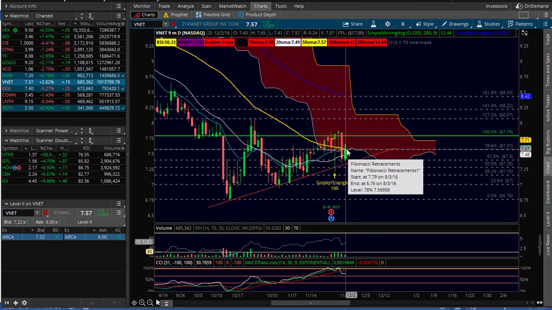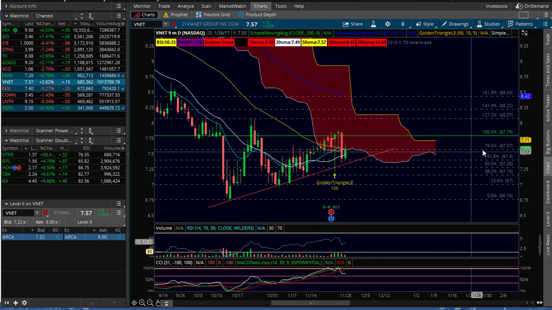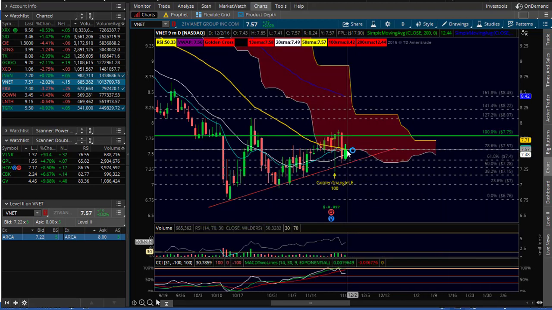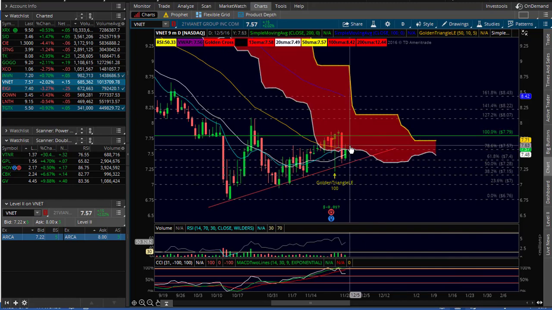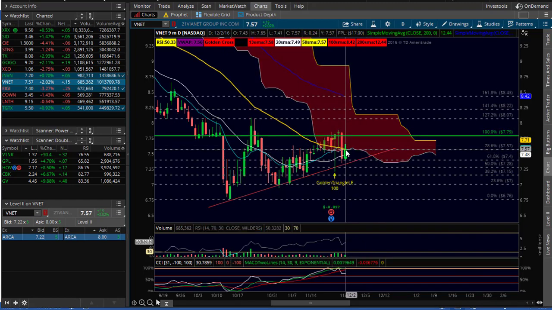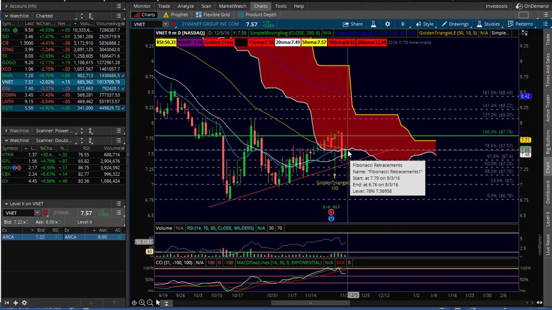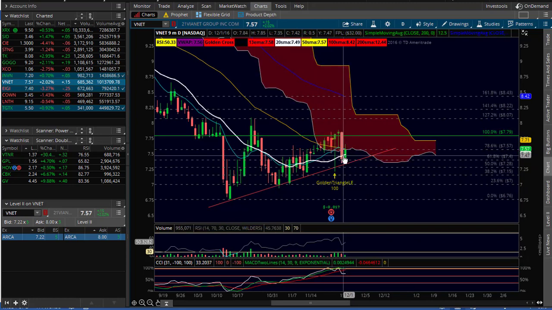So being that this is at a resistance line, it's at the cloud, it's at the Fibonacci, you're going to want to wait to get in this trade at a break of 7.57. If it starts to go back down, well, then you could be looking at it.